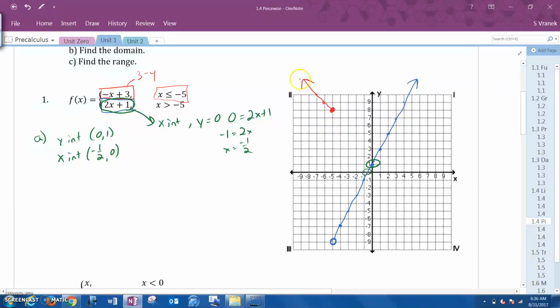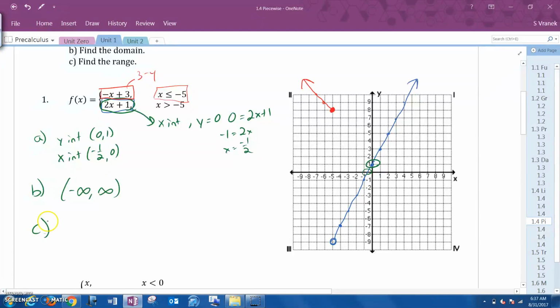Since this is connected, if you notice, this is filled in even though this is open, there's still a point at -5. You would agree that all x values are accounted for here, because this is going off to the right and left. So for part B, the domain is just -infinity to infinity.